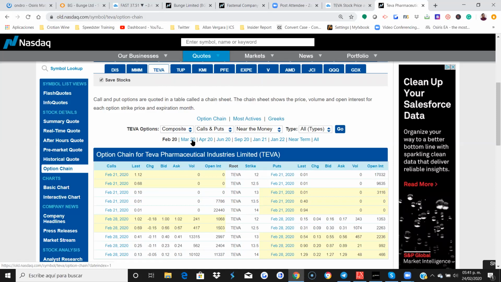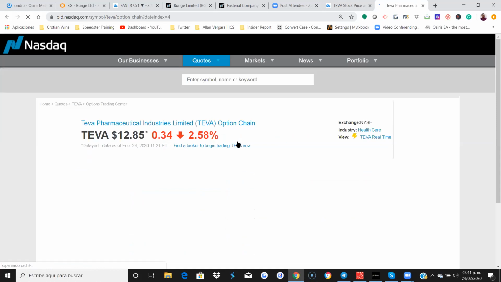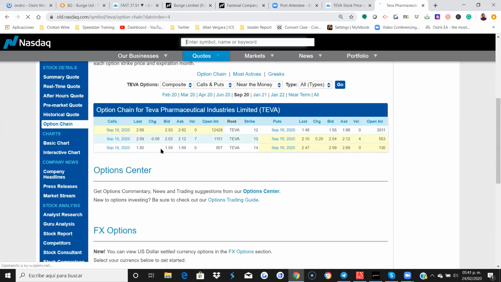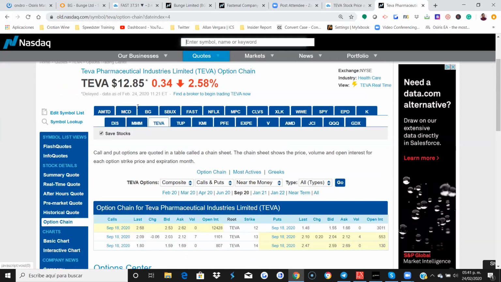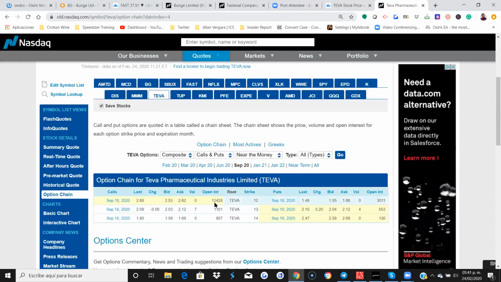So let's see. Look at September. That's where I start looking. Check at this. This is in the money. For example, this is in the money, this is in the money. That's 12,000 contracts open. That's a lot. So I can buy this in-the-money contract and probably it will stay in the money, but there's not a lot of money to be made to the upside.